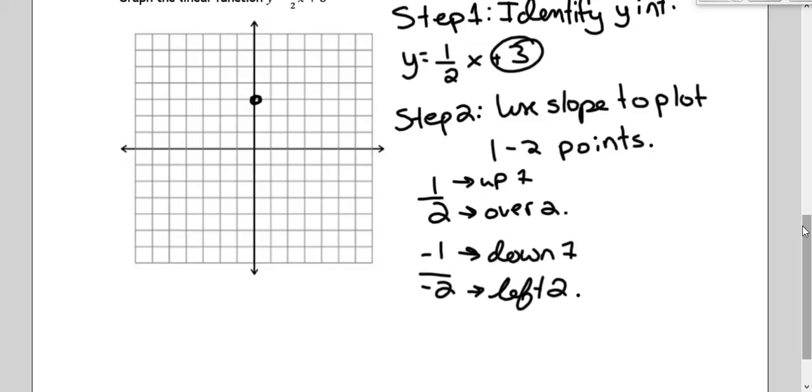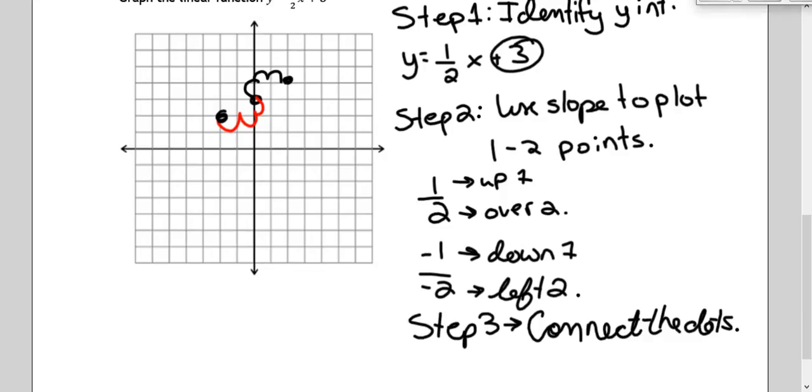So if we went up 1 and over 2, we get a point right here. And then if we went down 1 and over 2, we get a point on either side of the axes here. And you could do that to the edges of the graph if you really wanted, but it's not necessary. So our last step is to connect the dots here with a straight line.